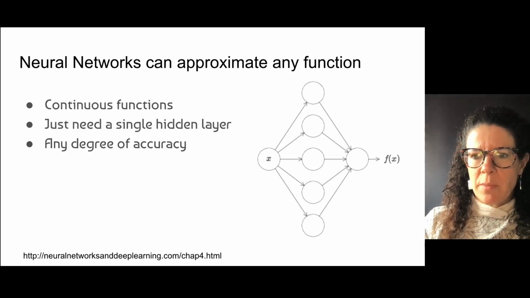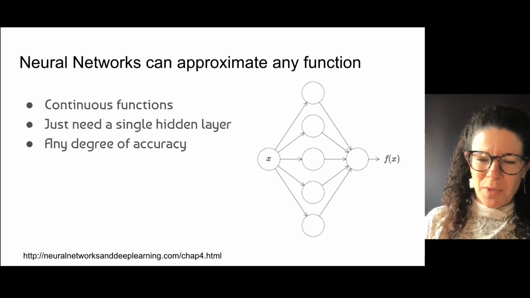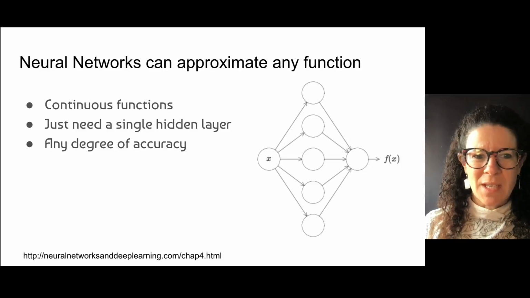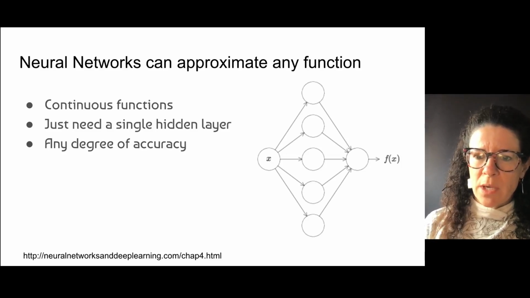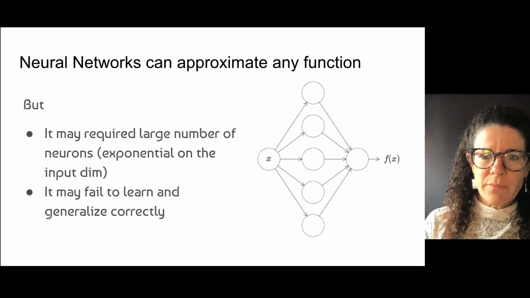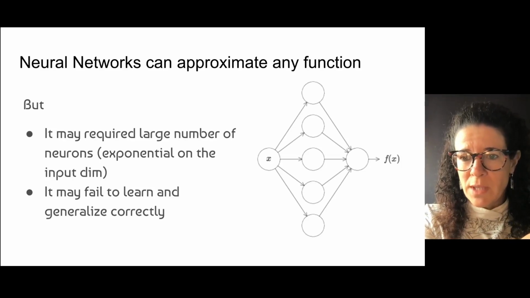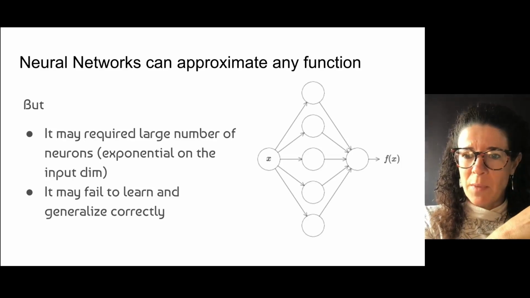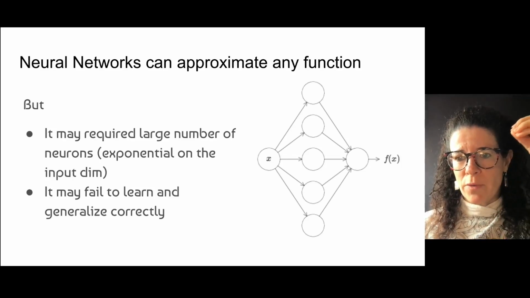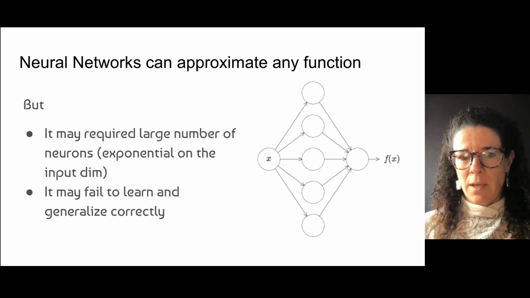So neural networks can approximate any function, well, any continuous function with some other small details. In order to do that, they just need a single hidden layer, and you can approximate to any degree of accuracy. That doesn't mean that you may be able to learn this efficiently, or that they may be able to generalize it correctly. It just means that given a function, not a training data, but a function, you can approximate with a neural network to any degree of accuracy that function. It may take, for example, an exponential number of hidden neurons to do that.